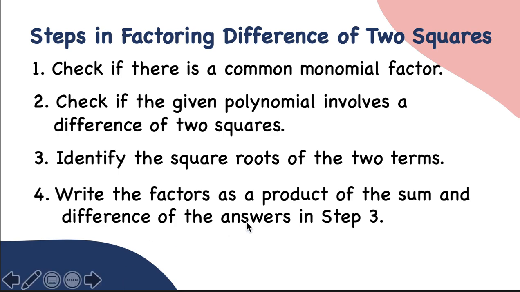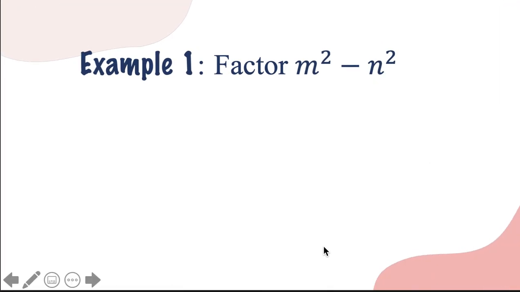Next, identify the square roots of the two terms. If both of the terms are perfect squares, definitely we can get their square roots. And lastly, write the factors as the product of the sum and difference of the answer in the third step. Okay, so let us now have our first example. We need to identify the factors of m squared minus n squared.